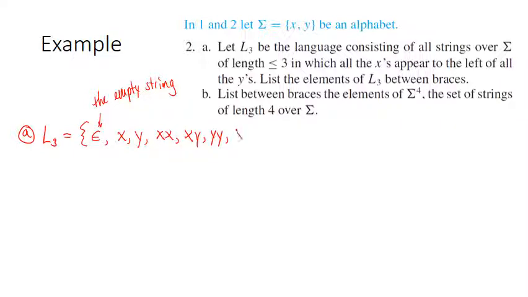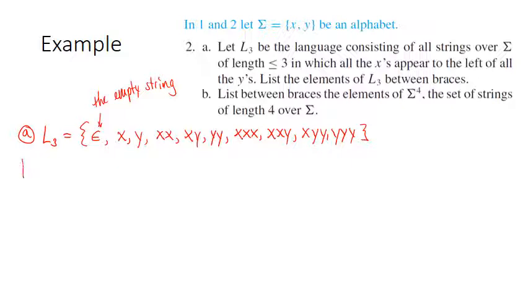So let's see, we can have xxx, and then we can have xxy, and then we can have xyy, and then we can have yyy. So I believe that's everything. There are some things that we can't have, like for example, we can't have xyx because that would not have all the x's to the left of the y's.